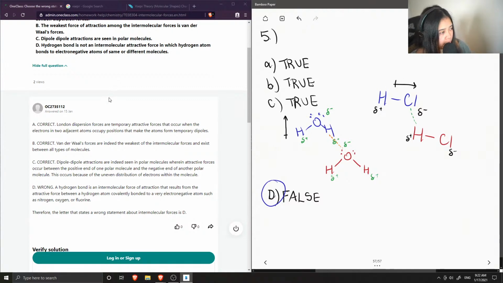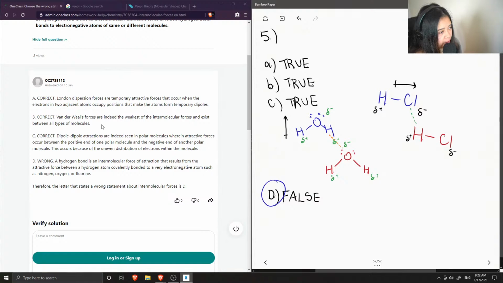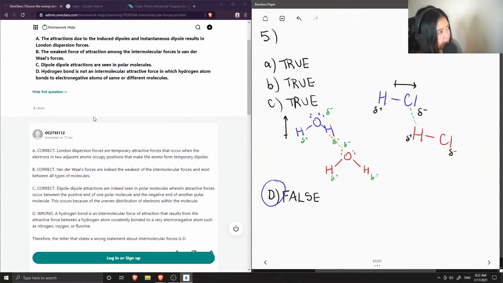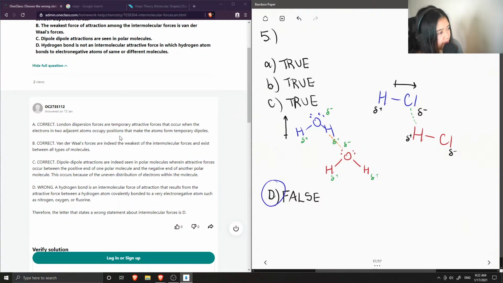London dispersion forces are temporary attractive forces that occur when the electrons in two adjacent atoms occupy positions that make the atoms form temporary dipoles. B is correct. Van der Waals forces are indeed the weakest of intermolecular forces and exist between all types of molecules.